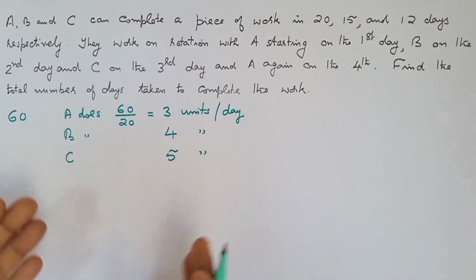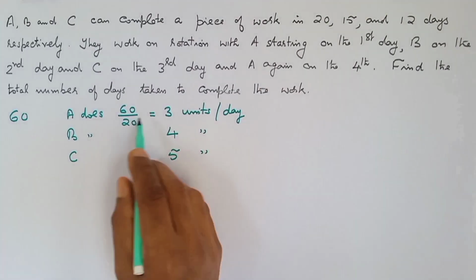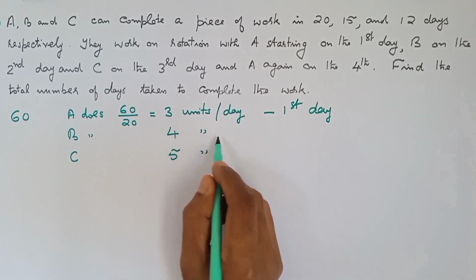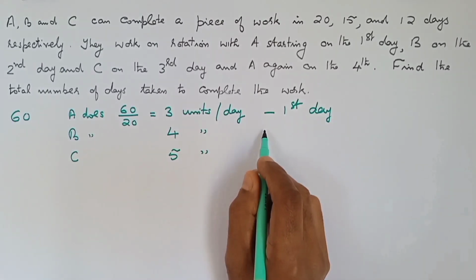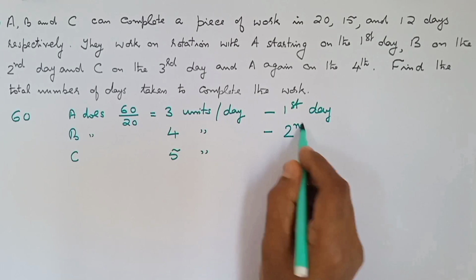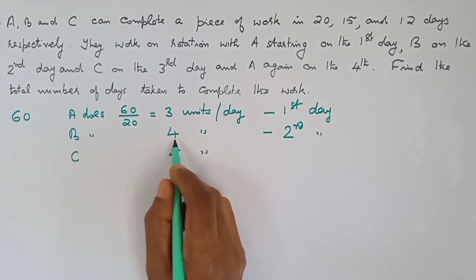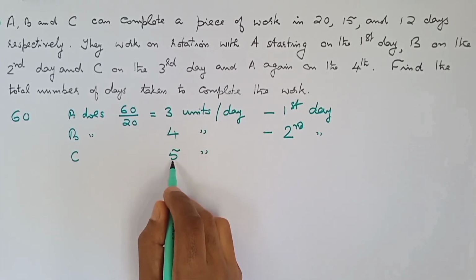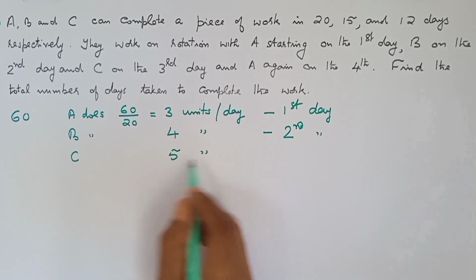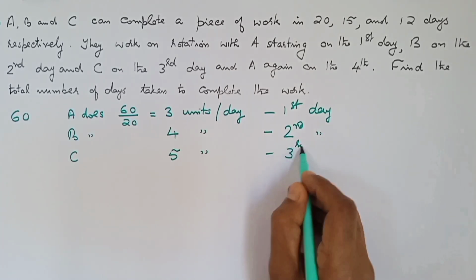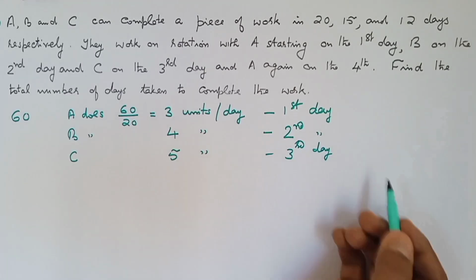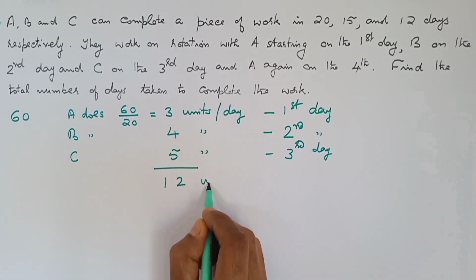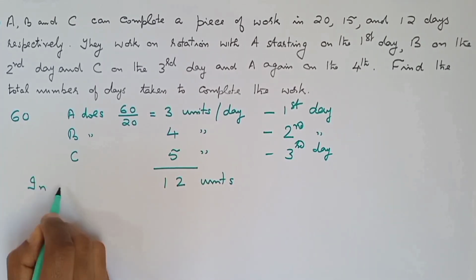Here they are not working together on the same day. Instead, A works on the first day. So on the first day only so much work gets done. Again, A leaves the stage and B will take over, and B does 4 units on the second day. Then B leaves the picture and C will take over, and he does 5 units on the third day. So totally in 3 days, the amount of work getting done will be 3 plus 4 plus 5, which is 12 units. This is done in 3 days.